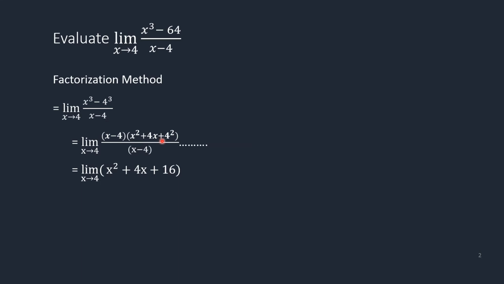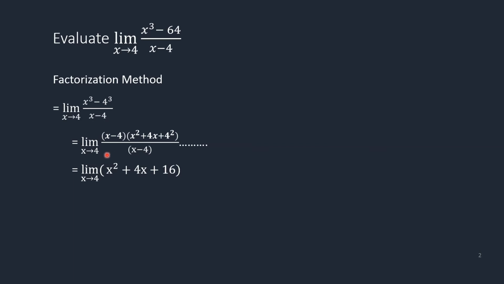So with the help of this identity, we will write the limit as x minus 4 into x square plus 4x plus 4 square over x minus 4. Here x and 4 are the cube roots of x cubed and 4 cubed. So the first factor is x minus 4. The second factor contains three terms. The first term is the square of the first cube root, which is x square. The third term is the square of the second cube root, which is 4, so 4 square. And the middle term is the product of these two cube roots, which is 4x, and its sign will be opposite to minus, that is plus, over x minus 4.